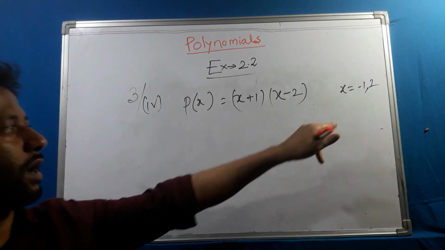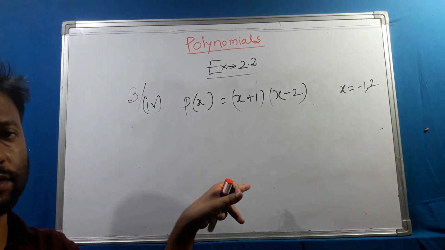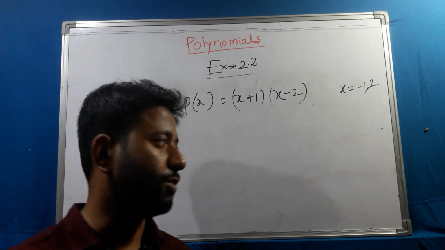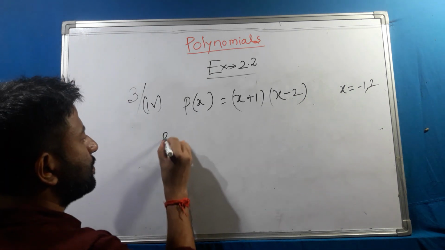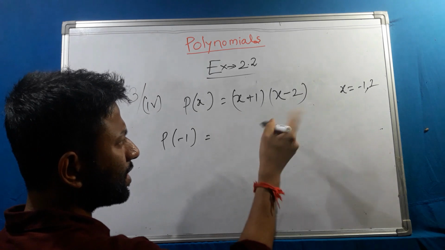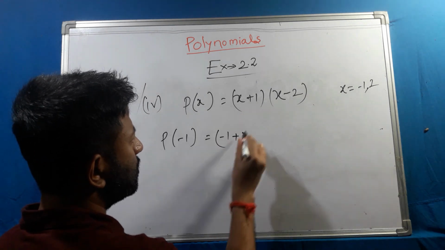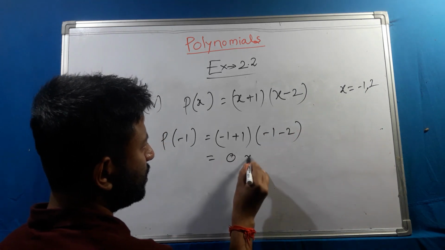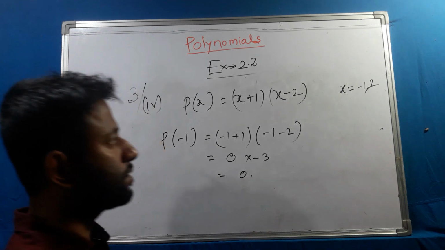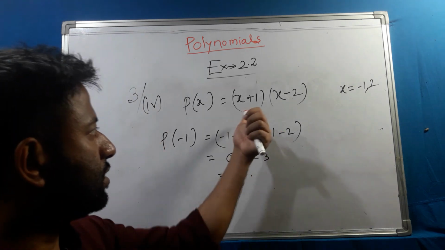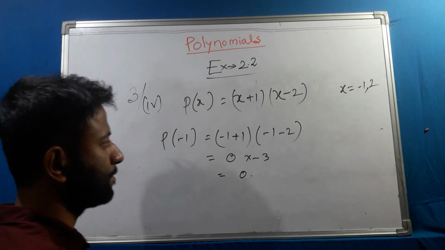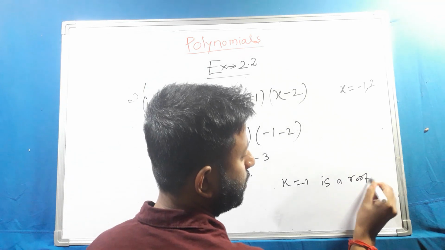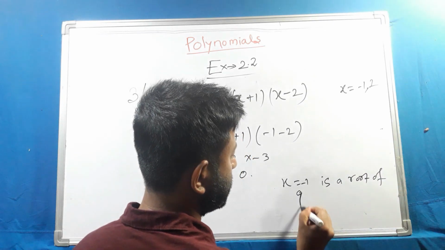What I already told, I have to put this value here, and if I get the result 0, then it will be a root. If I don't get the result equal to 0, then it will not be a root. So let's check with minus 1. So p of minus 1, the value of x is minus 1, minus 1 plus 1, so it's already becoming 0. Then minus 1 minus 2, so it becomes 0 into minus 3, so automatically 0. So obviously x equal to minus 1 is a root of the given polynomial.